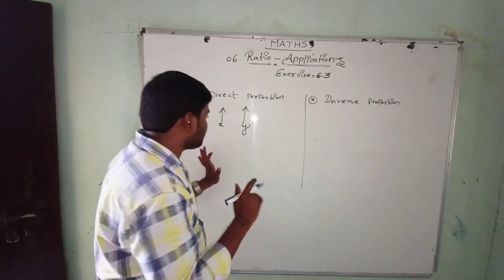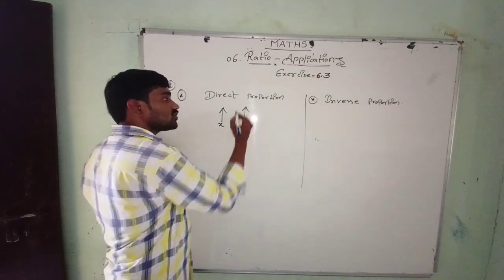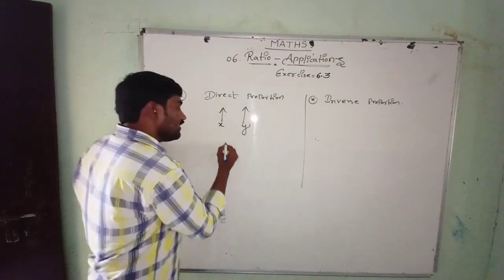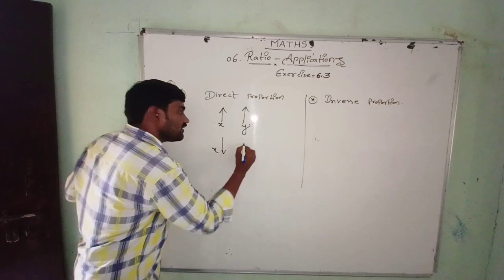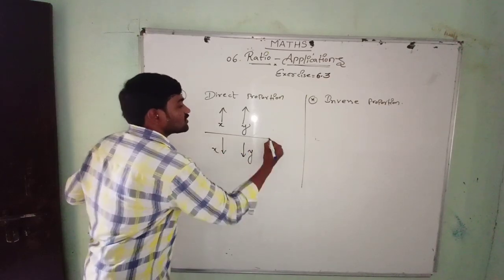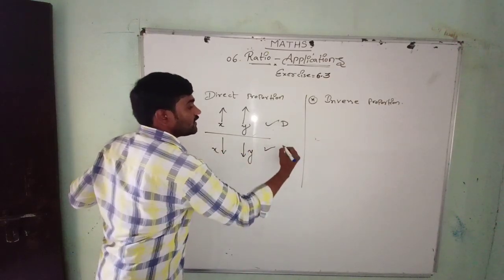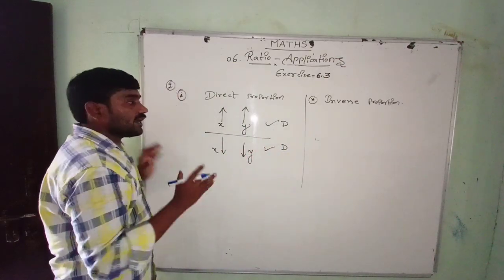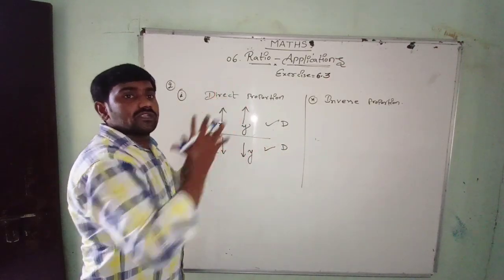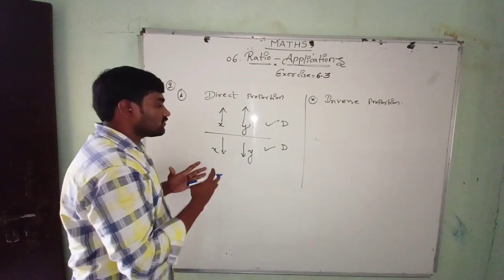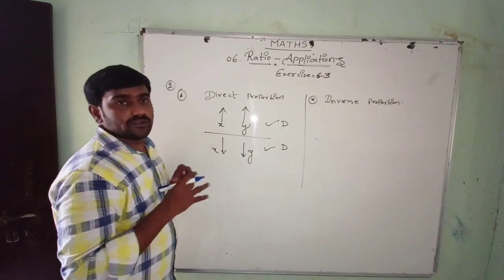Yes sir. In the same way, if x increases, then y also increases. They are in direct proportion. If x decreases, then y also decreases. It is also in direct proportion. Both are in direct proportion only. అంటే ఒకటి పెరిగితే ఇంకోటి కూడా పెరిగింది అనుకోండి, అది డైరెక్ట్ ప్రపోర్షన్. ఒకటి తగ్గితే ఇంకోటి కూడా తగ్గింది అనుకోండి, అది కూడా డైరెక్ట్ ప్రపోర్షన్.